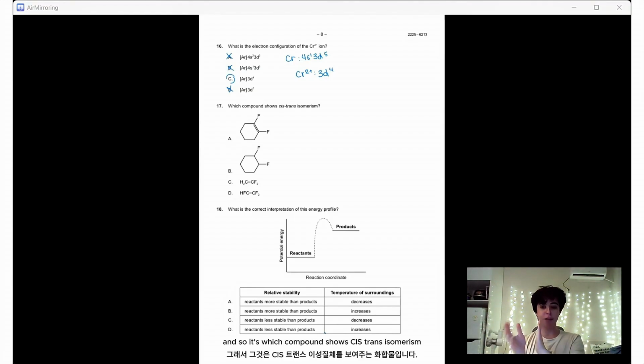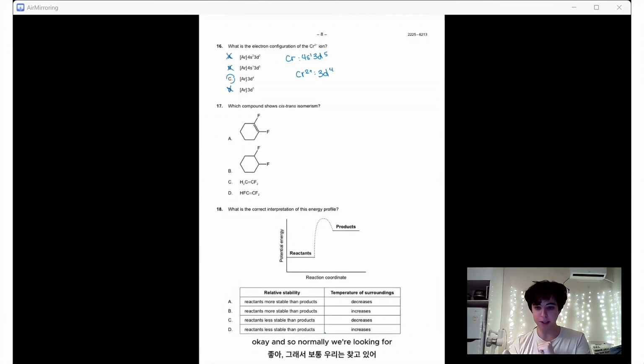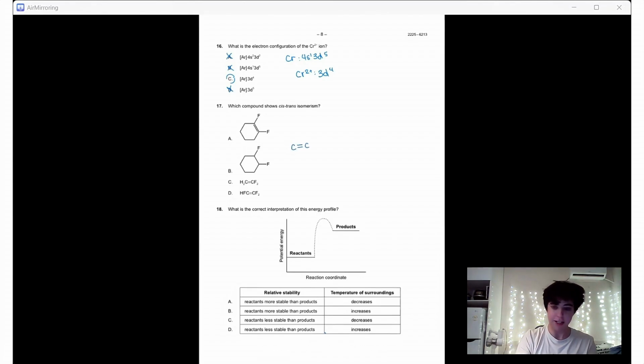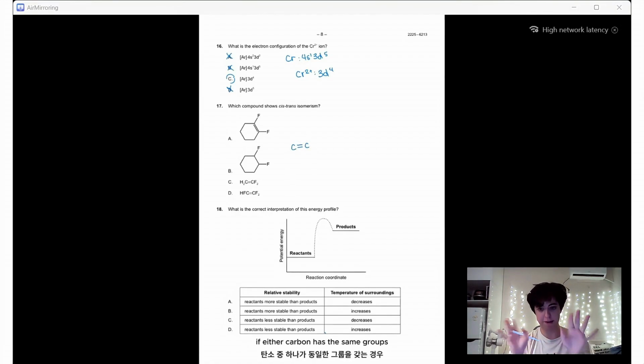Okay, and so it's which compound shows cis-trans isomerism. Okay, and so normally you're looking for a double bond, and you need that your first carbon has two different groups, and then your second carbon also has two different groups. If either carbon has the same groups, then it's not cis-trans isomerism, okay?